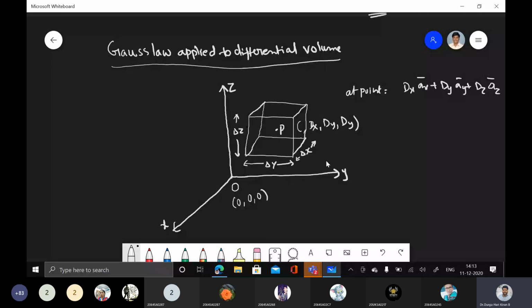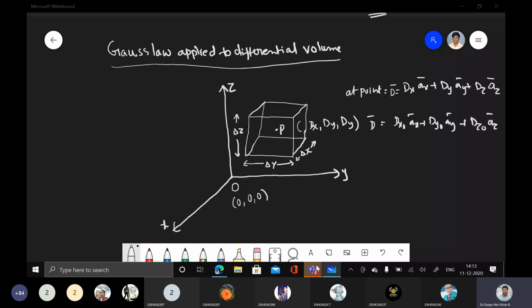At the origin it will be 0 only. I'll write it in the form of D bar. D bar is equal to the electric flux density. D bar is equal to dx0 ax bar plus dy0 ay bar plus dz0 az bar. I'll consider it like this.